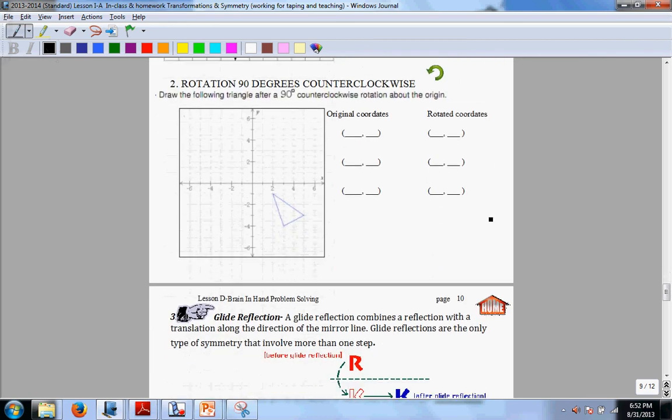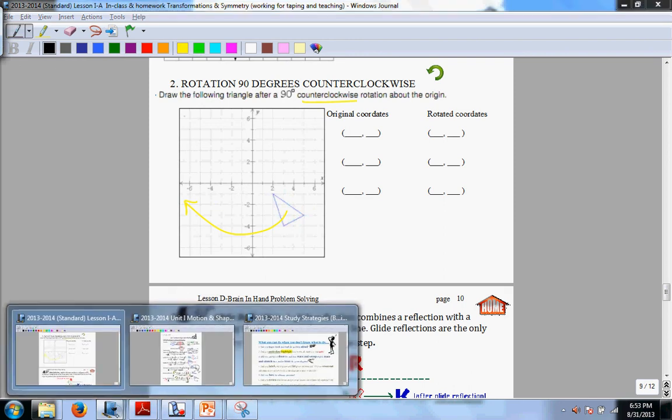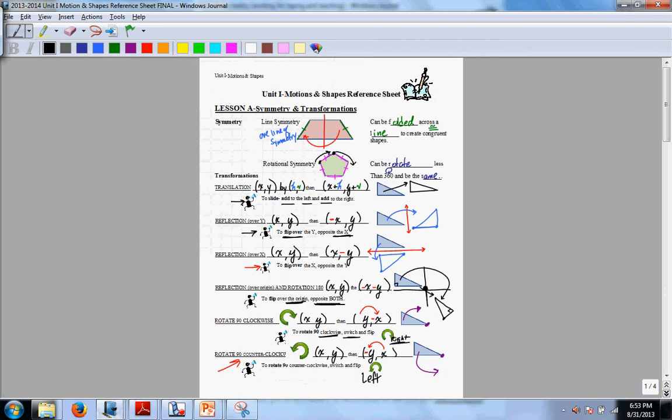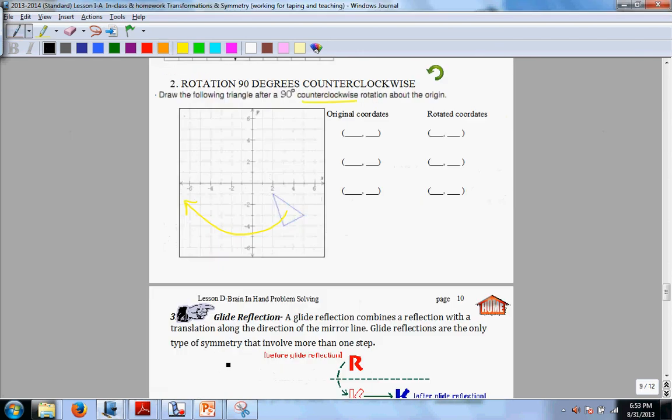Number 2, it says take the following triangle and rotate counterclockwise. Very important, I suggest you actually physically draw the arrow here, just a sweeping kind of direction. Counterclockwise means you're going to take this triangle and you're going to go this way. And to do that, you look at this reference card, and we see that to rotate 90 counterclockwise, you switch and flip to the left.